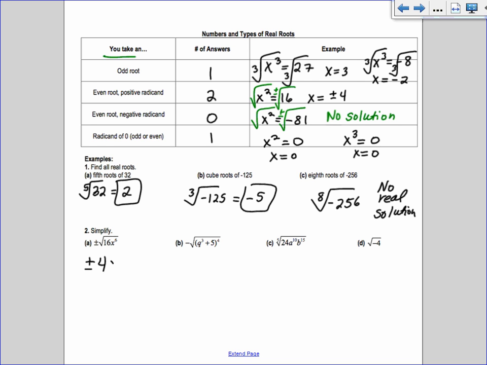All right, this next one, there's a plus or minus, so it's going to be plus or minus 4x cubed. Do you guys see why it's x cubed? Imagine you have 6 x's lined up. How many sets of 2 do you have? 1, 2, 3 sets of 2 of them.